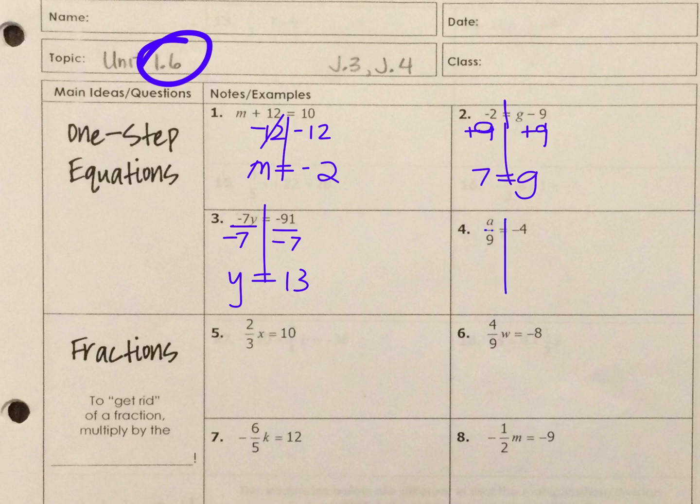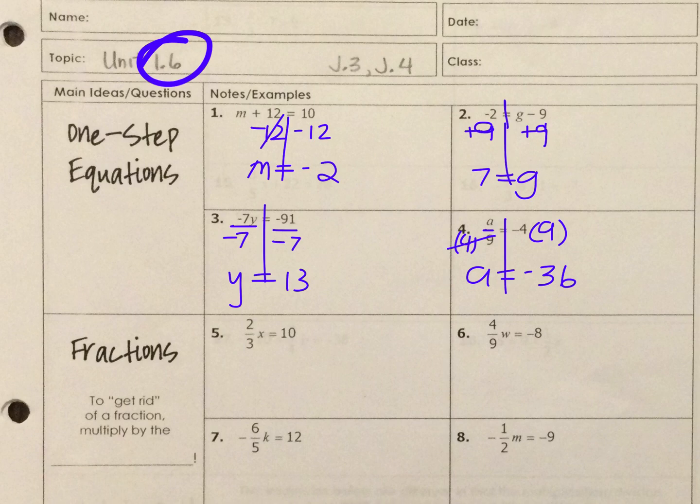And this bar tells me those are being divided, so I'm going to multiply both sides by 9 and get A equals -36. All right, that's super easy. We know how to do it. Now we're going to talk about what happens when I have a fraction in here. You have two choices, and I'm going to show you both ways.